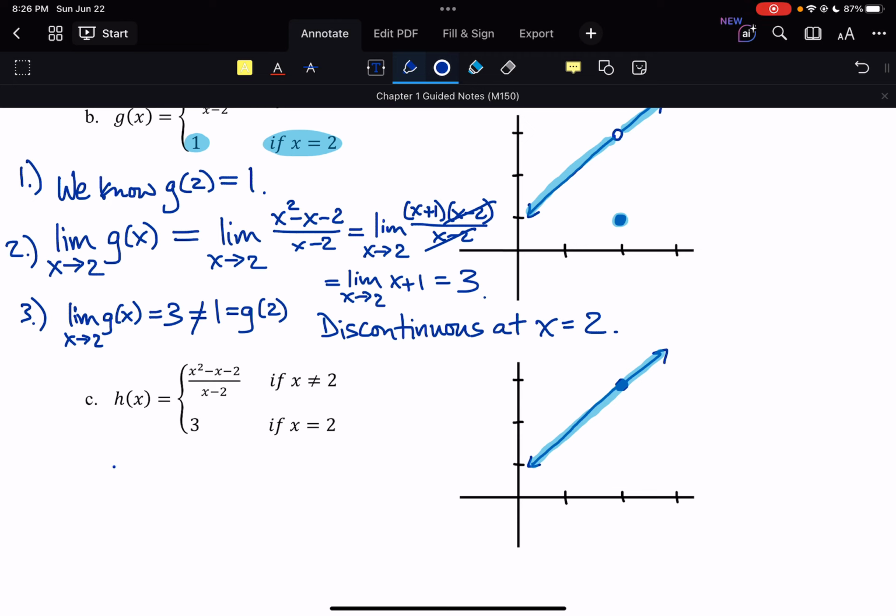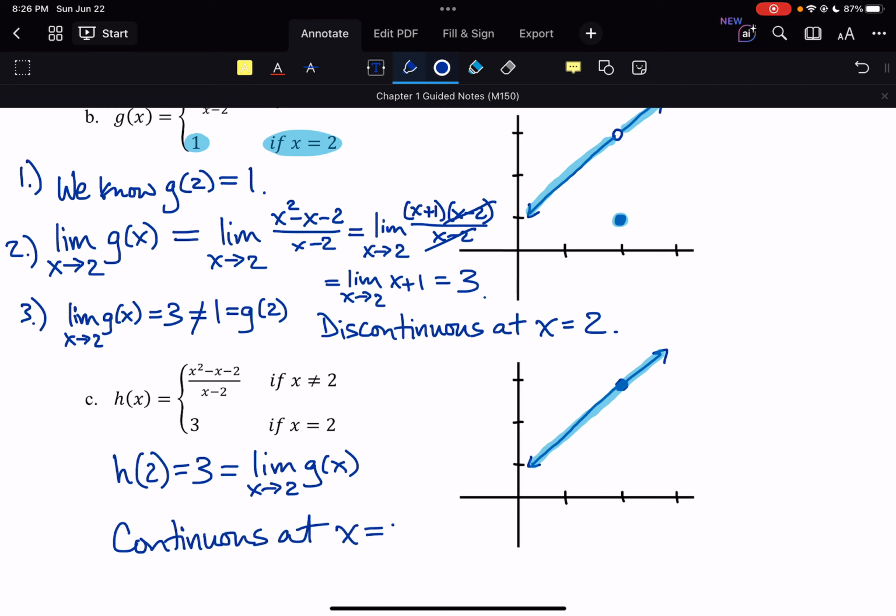Okay, so we can see in this case, h of 2 is 3, and that is the value of the limit as x approaches 2 of g of x. So this function is continuous at x equals 2. Okay, so we need the function to exist there. We need the limit to exist approaching there. And then we need those two values to be equal to each other. That's how we're going to get the continuity that we're looking for.